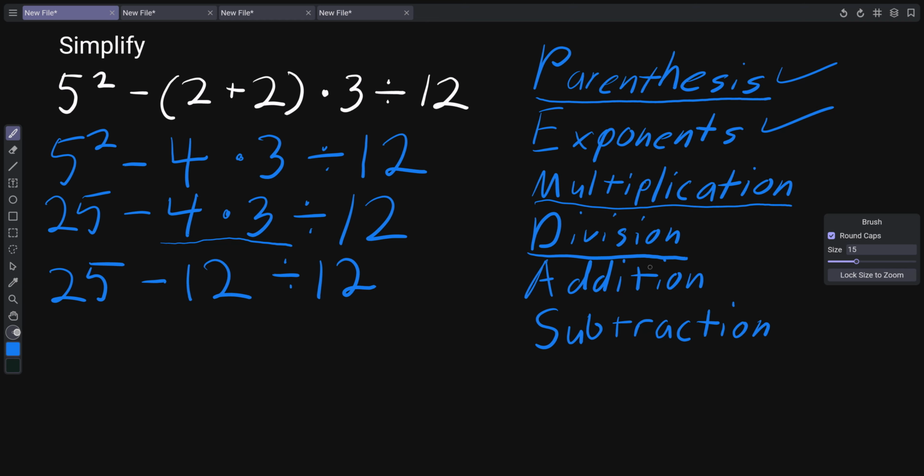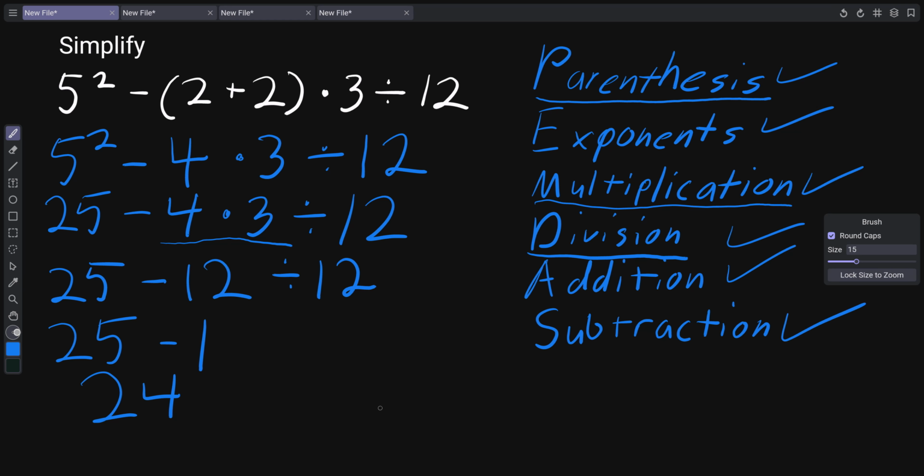So now we'll be looking at the division over the subtraction, because that is higher up on the order of operations. So 12 divided by 12, or negative 12 divided by 12, is going to equal negative 1. So 25, we'll put that there because this is the next step. Negative 12 divided by 12 equals negative 1. And finally, we are poised to finish solving the problem. 25 minus 1 equals 24. Now, we've done all of the steps in the order of operations, finally.